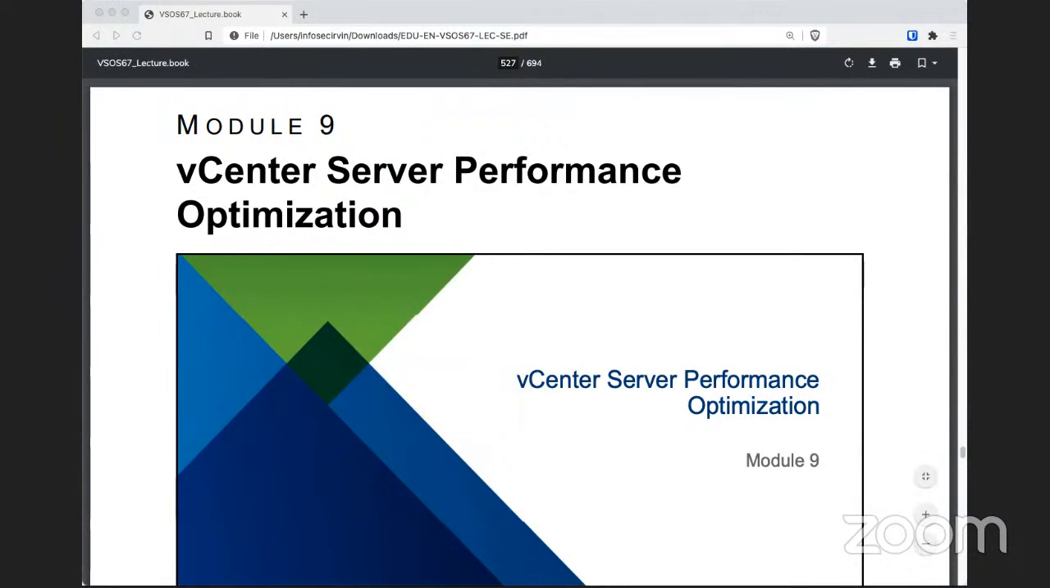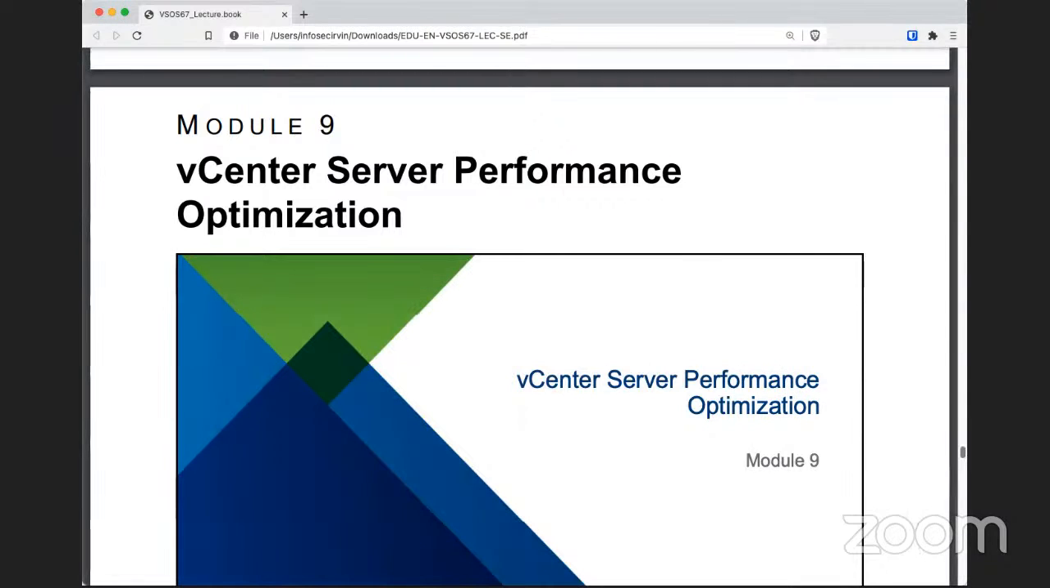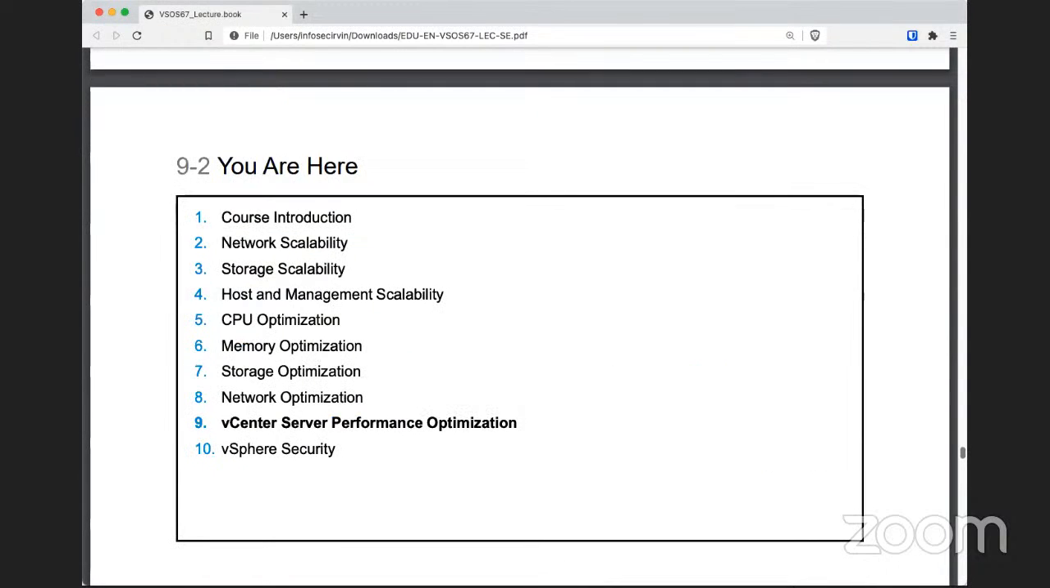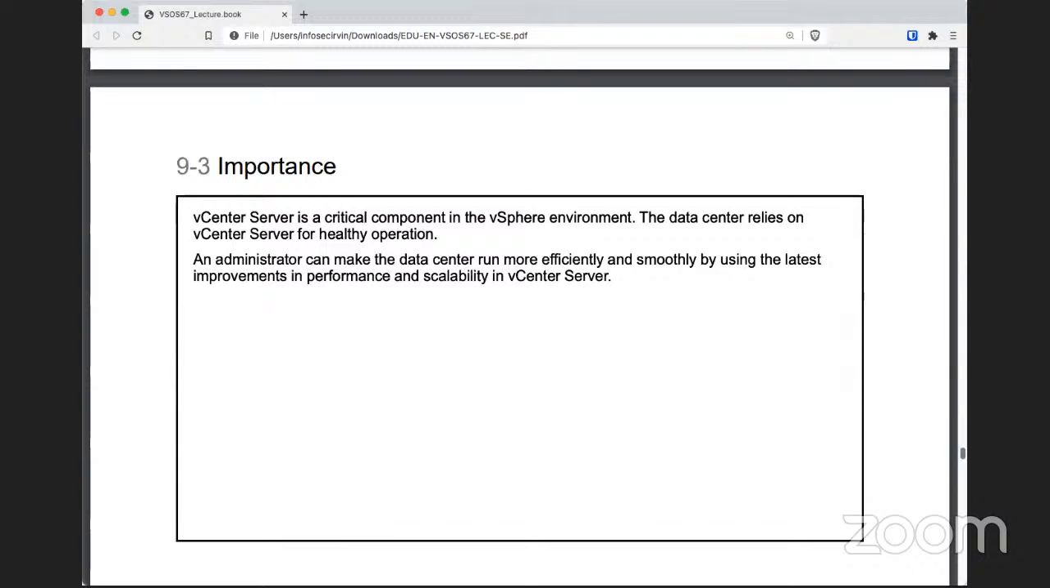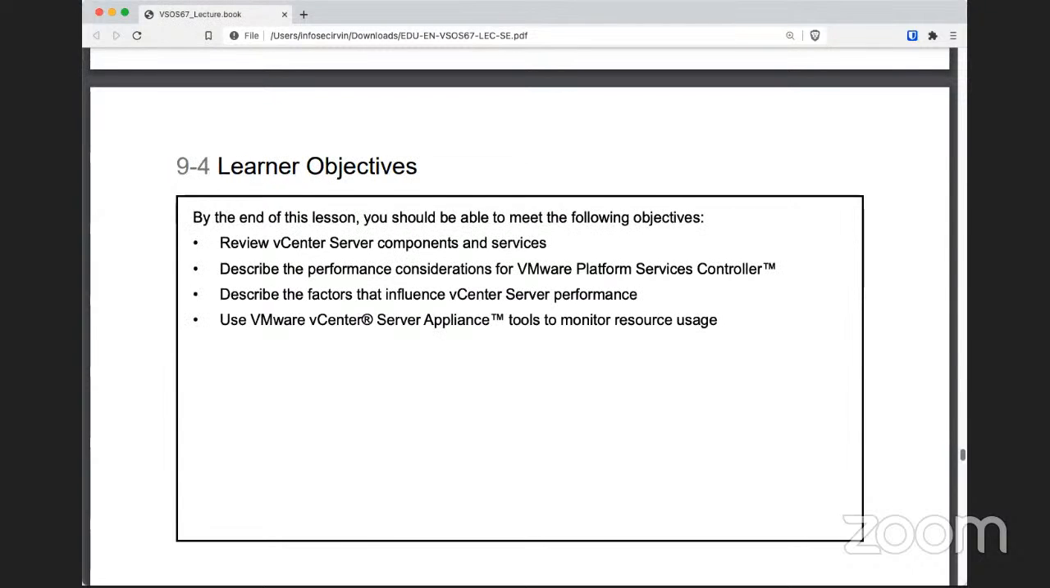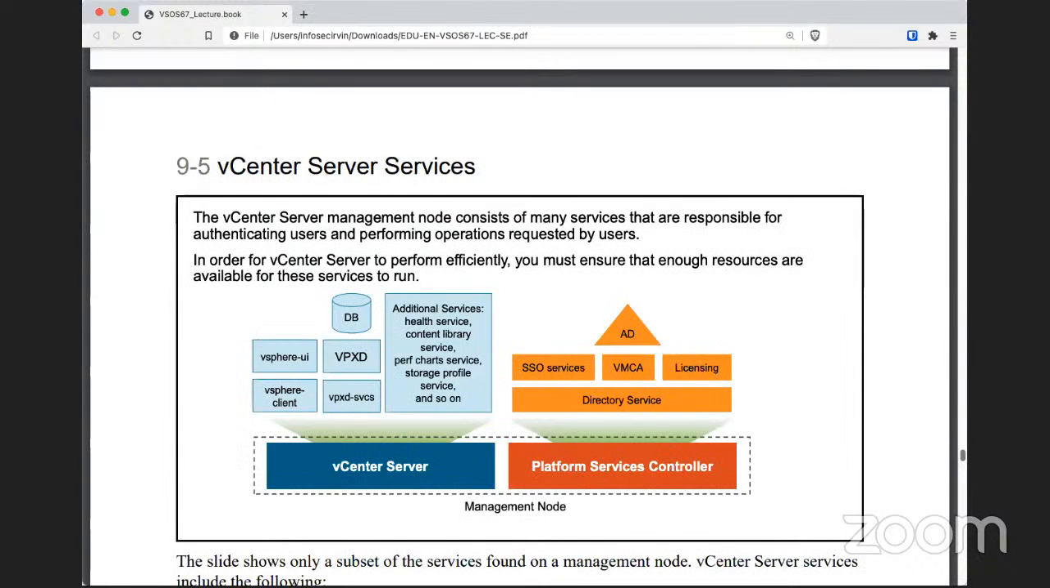Okay, welcome to chapter number 9 of the server and vServer performance optimization. This is the second to last chapter. This one is a little longer than the previous, but not too long. vCenter is an important aspect to this entire infrastructure.